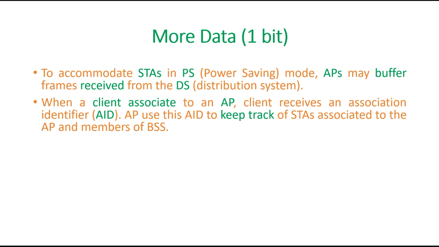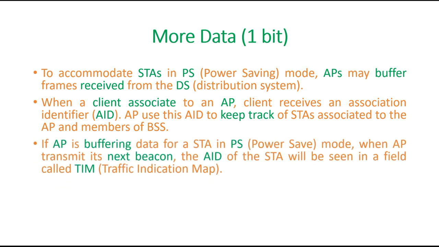Whenever a particular client associates to an AP, a particular ID, called the association identifier (AID), is assigned. The AP uses this AID to keep track of the stations associated to it and that are members of the BSS, basic service set.